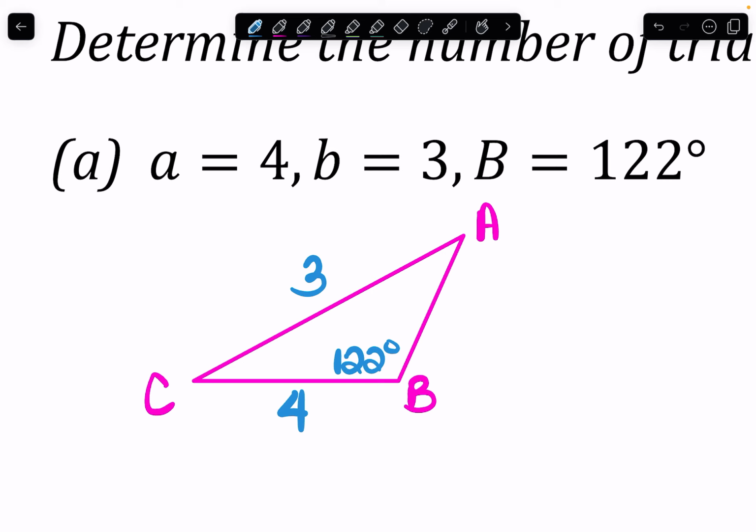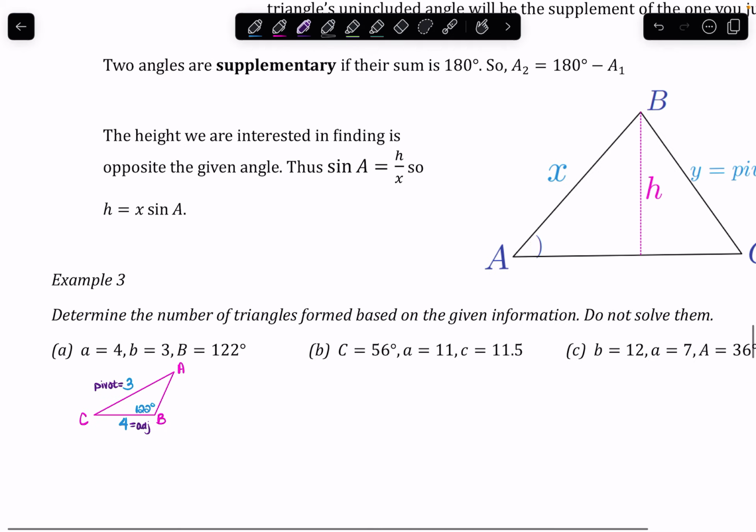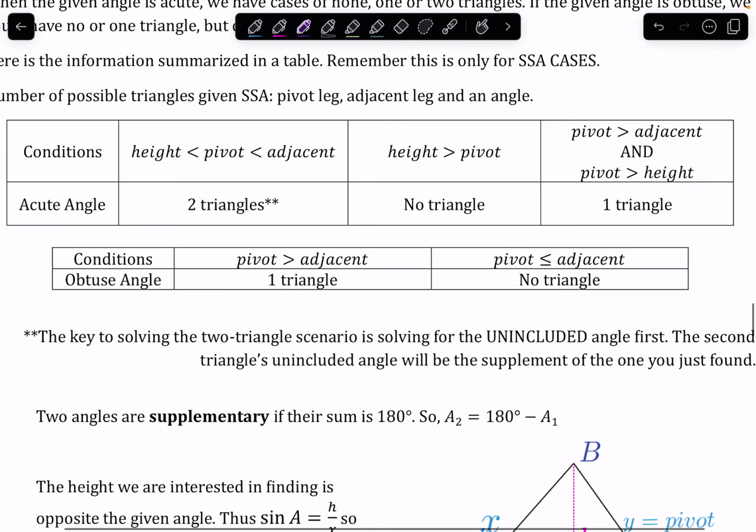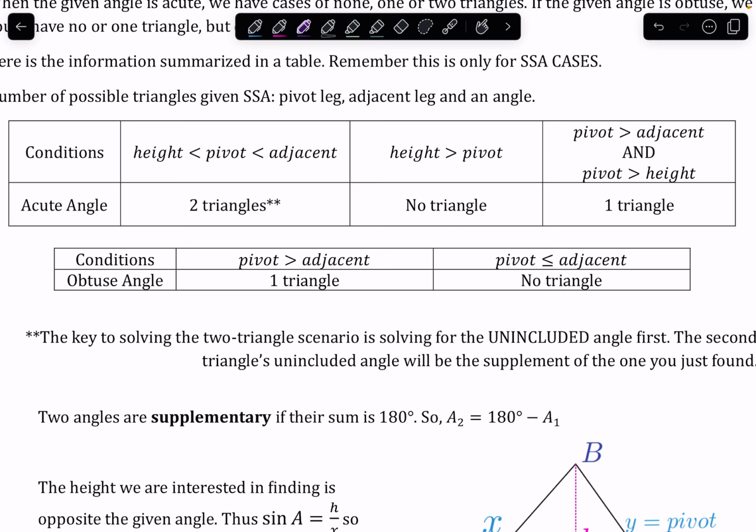When we draw this, we need to identify the pivot and the adjacent. The adjacent leg is the one next to the angle. The pivot leg is the one opposite the angle. That is the one, if there are two triangles, that is allowed to swing to create them. So if we look at our table, this is our obtuse case. Way back up here, I've got a table for you. We are looking at the obtuse case.